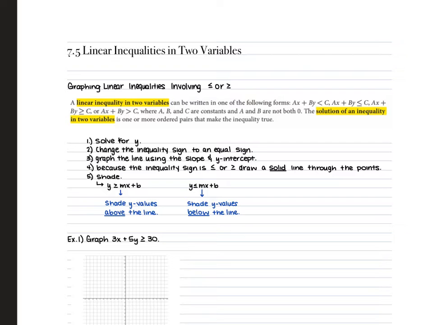and then because of the inequality signs that are less than or equal to or greater than or equal to, draw a solid line through those points. If they are not equal to, you are drawing a dashed line or a dotted line, and then shade. If you have something that's y is greater than, you're going to shade above the line. If it's y is less than, you shade below the line. You can always test ordered pairs with these too.